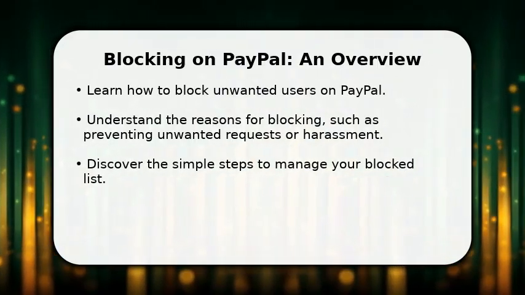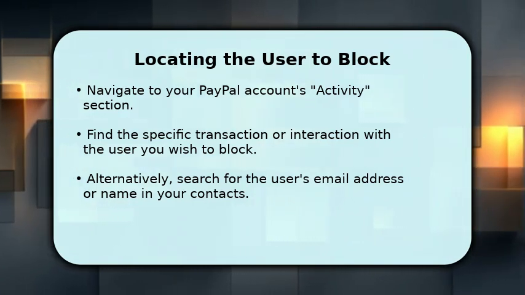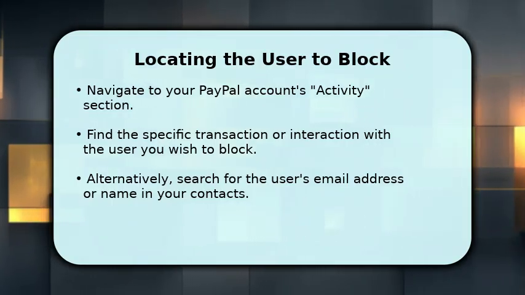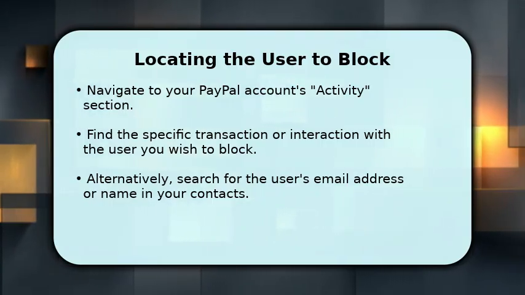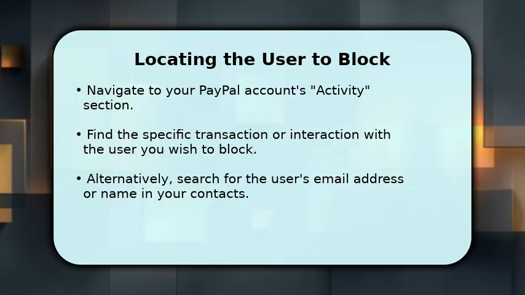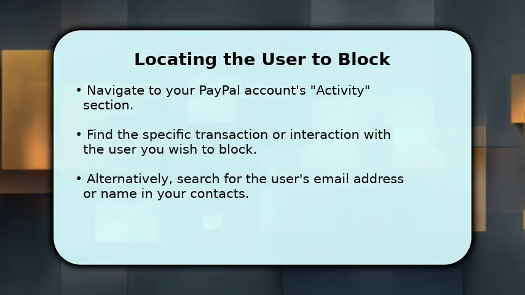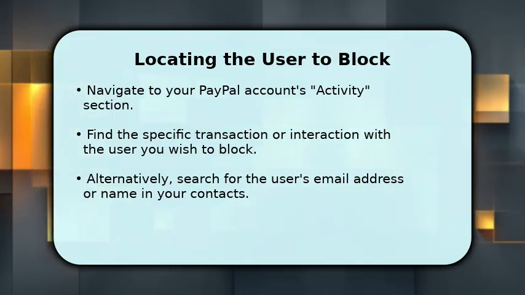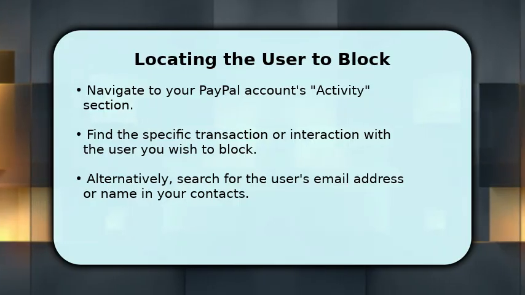few clicks. To begin, log into your PayPal account and head over to your activity page. This is where you'll find a record of all your transactions and interactions. Locate the specific transaction or payment from the person you intend to block. If you don't have a recent transaction, you can also search for their email address or name within your contacts list. Identifying the correct individual is the first critical step in securing your account from further unwanted contact.